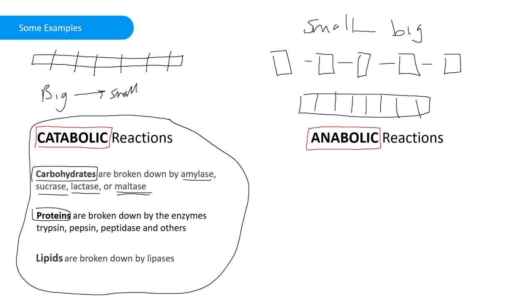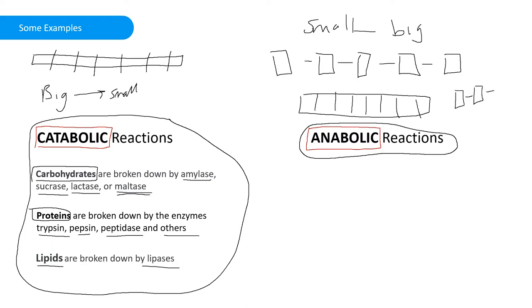Proteins are broken down by the enzymes trypsin, pepsin, peptidase, and there are others. And lipids are broken down by lipases. Now I've left this anabolic reaction blank because I wondered whether you could think of anything that's been built from smaller things. What kind of reactions, what kind of molecules need to be built from smaller things? And we've come across these before. Can you think? How about RNA polymerase?